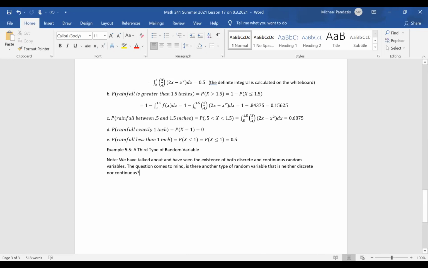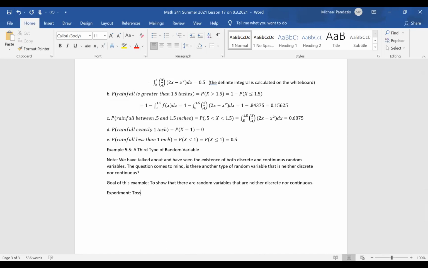The goal of this example is to show that there are random variables that are neither discrete nor continuous. So we're going to talk about a random variable, and then we're going to show that it can be neither discrete nor continuous. And so that means that there exist other types of random variables. Okay, so let's look at this experiment.